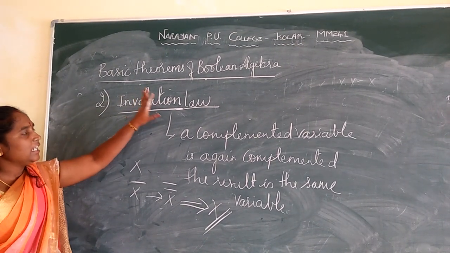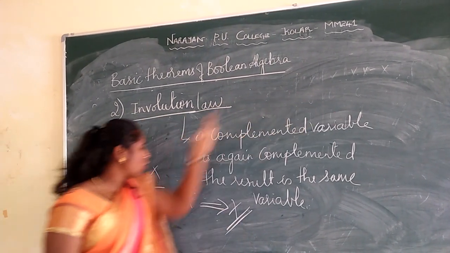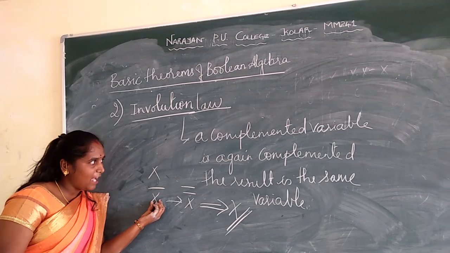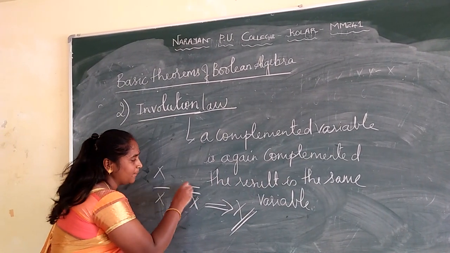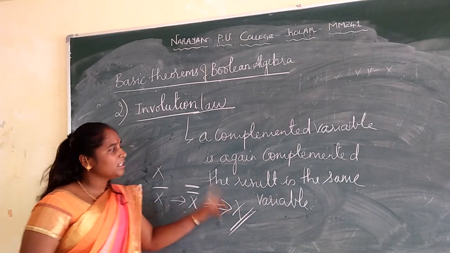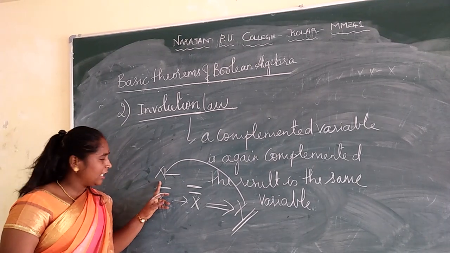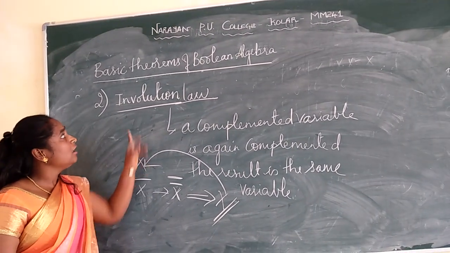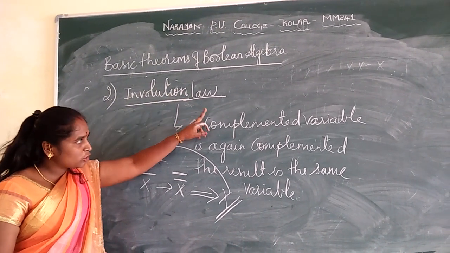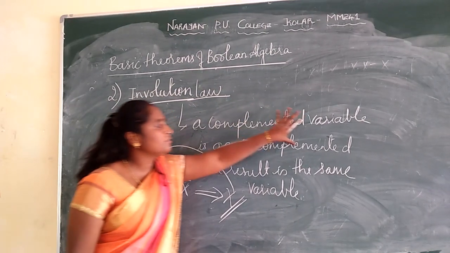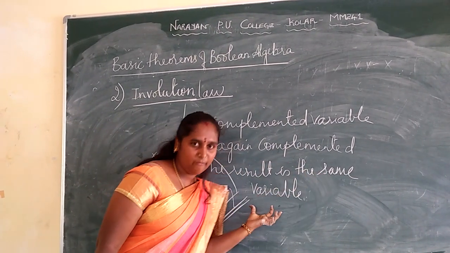Once again, in the involution law, a complemented variable is nothing but x bar, and it is again complemented. You are complementing the x bar again. So the result you get is nothing but the original variable, that is, the variable x. That is the statement given by the involution law: a complemented variable is again complemented, and the result is the same variable.